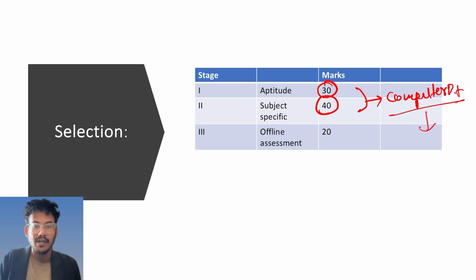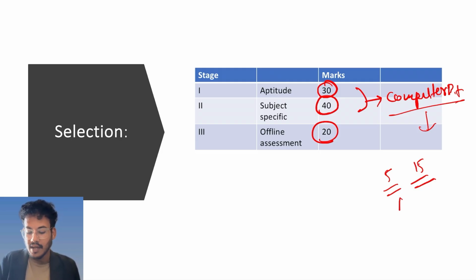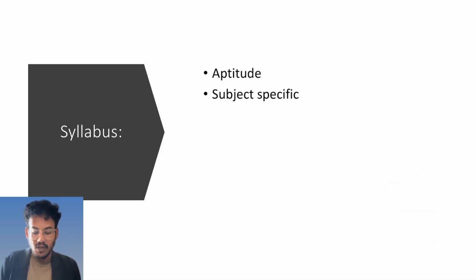There would obviously be a lot of candidates. Let's say there are only 5 seats, then the list would have around 15 candidates who are qualified, and all those 15 people would be interviewed by that department, who will give you final marks out of 20. After that, the final list would come showing who has qualified finally. Syllabus: we can divide the syllabus into two parts, aptitude specific and subject specific.